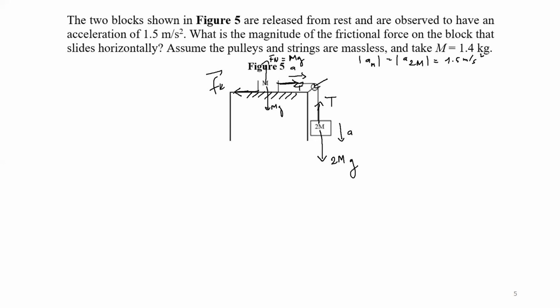Okay. So now let me apply Newton's second law on this block along the x-axis, the direction of motion here. This is the x-axis. So you will have plus T minus Fk is equal to plus Ma.